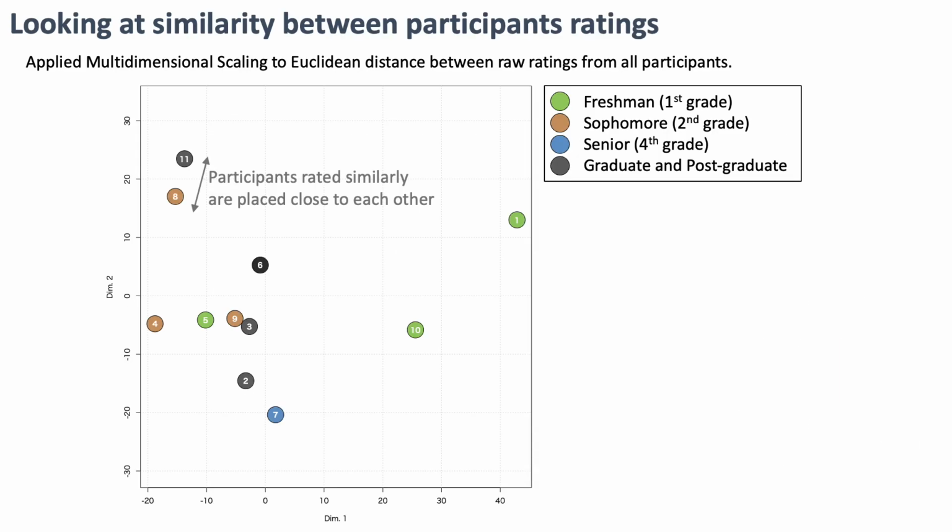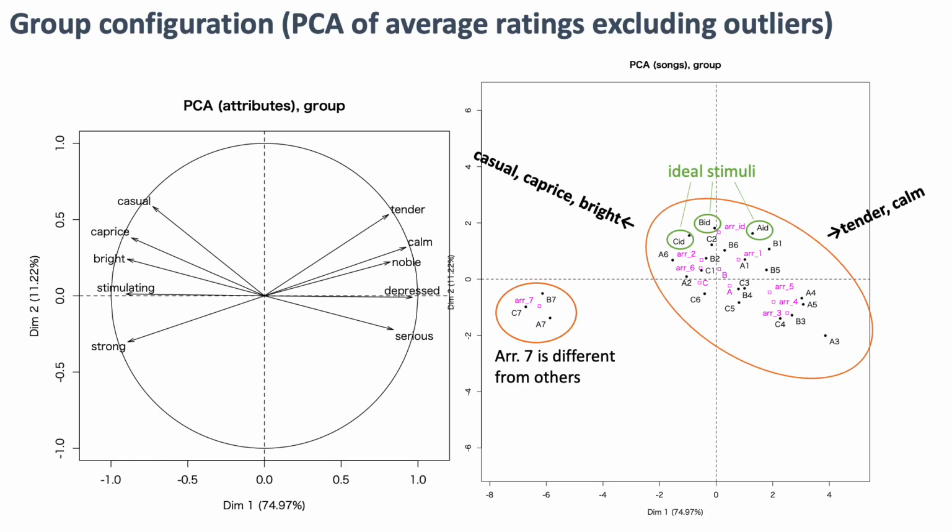Since some participants were not able to fully use the attributes, multidimensional scaling was applied on Euclidean distance between raw ratings from all participants. Because participants 1 and 10 on the right are placed farther apart from the other participants, those 2 first-year students seem to be outliers. After excluding the outliers, group configuration can be obtained by applying PCA on average ratings.